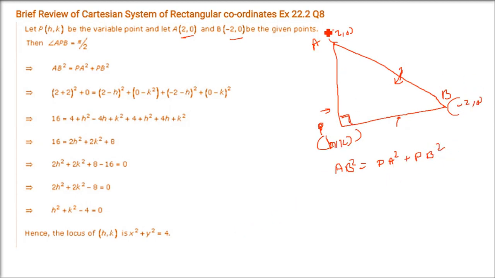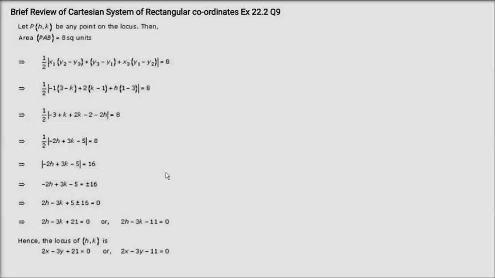Now we know the distance formula. Nothing much has to be done. Just use the distance formula for AB, PA and PB. You already know this. Let us take PA: (2 - h) whole square and (0 - k) whole square. Then PB: (-2 - h) whole square and (0 - k) whole square. Arrange this, replace h and k with x and y. x square plus y square equals 4. This is going to come.